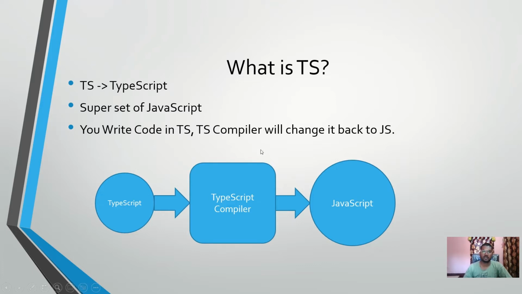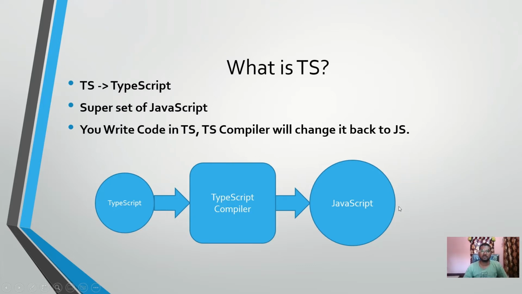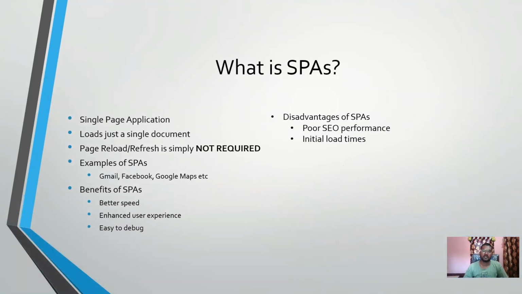Now, in Angular development, you will be developing your code in TS, that is TypeScript, and the compiler that is already included in the Angular project will be responsible for compiling the TS code to JavaScript. So in this diagram, you can see TypeScript is supplied to a TypeScript compiler, and the TypeScript compiler compiles that to equivalent JavaScript. Okay, so let us go to the next slide, and that is regarding SPA.